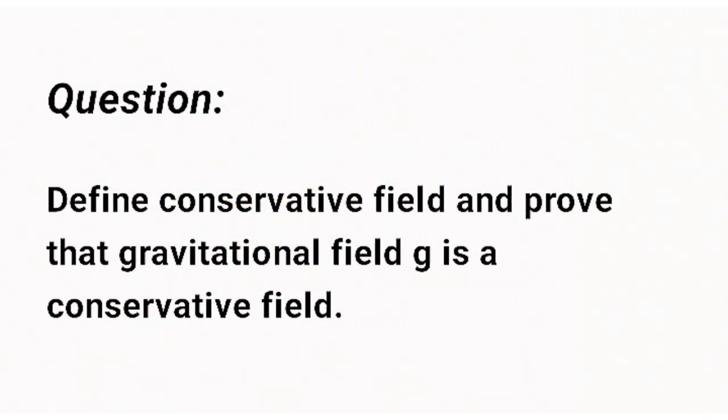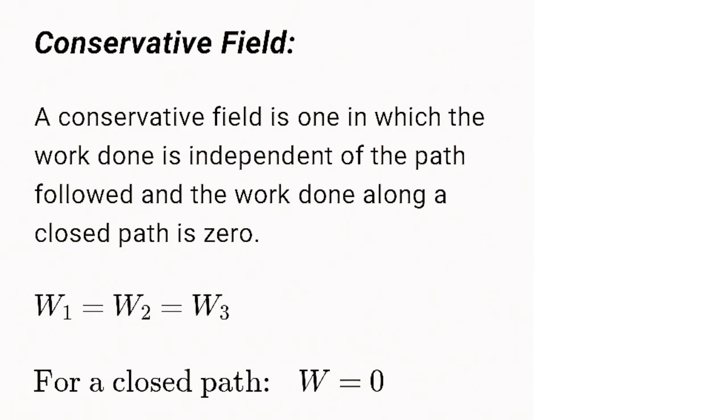Question: define conservative field and prove that gravitational field G is a conservative field. Answer: conservative field. A conservative field is one in which the work done is independent of the path followed and the work done along a closed path is zero.